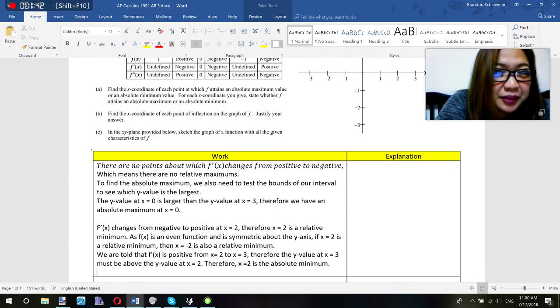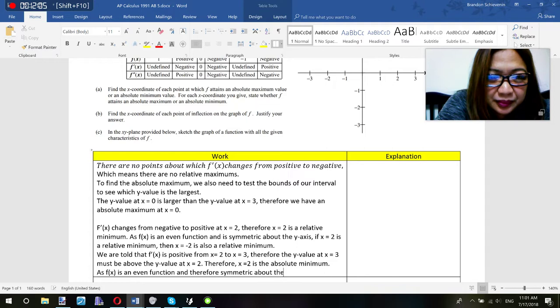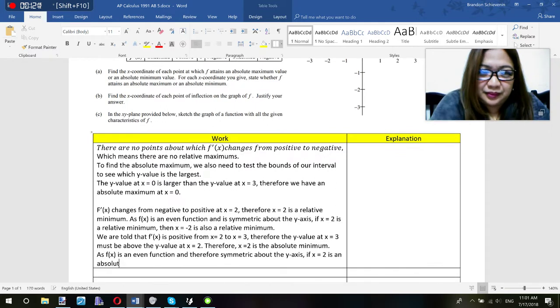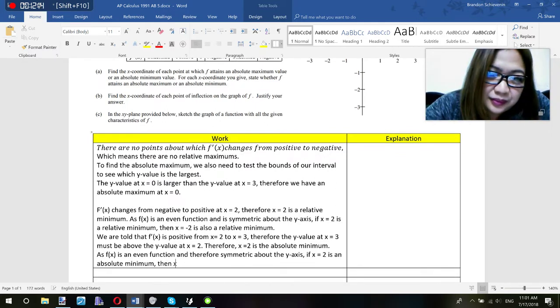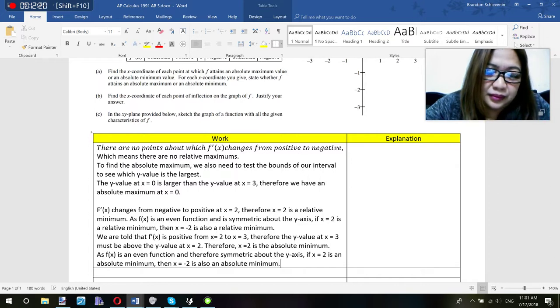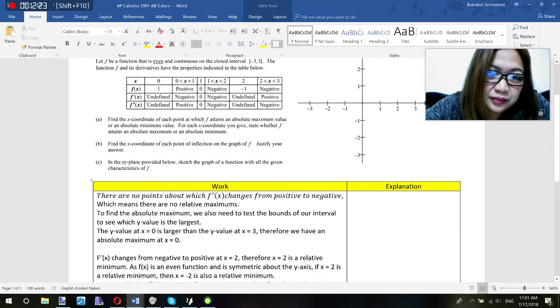I need to pick the other points. Because this is even and symmetric, if x equals 2 is an absolute minimum, what other point is an absolute minimum? So -2. As f of x is an even function and therefore symmetric about the y-axis, if x equals 2 is an absolute minimum, then x equals -2 is also an absolute minimum. So that's it for part 1.